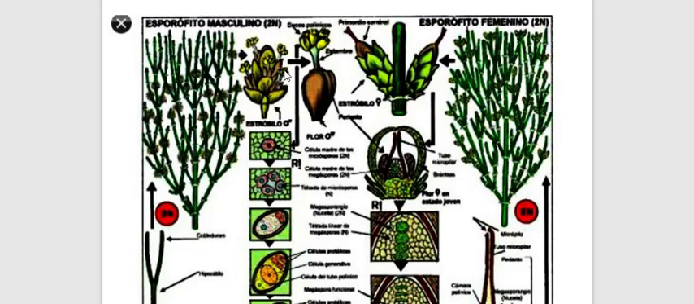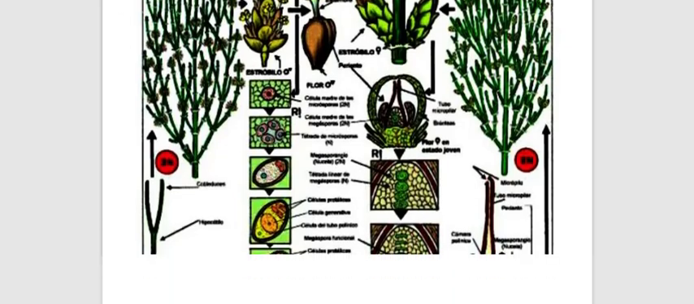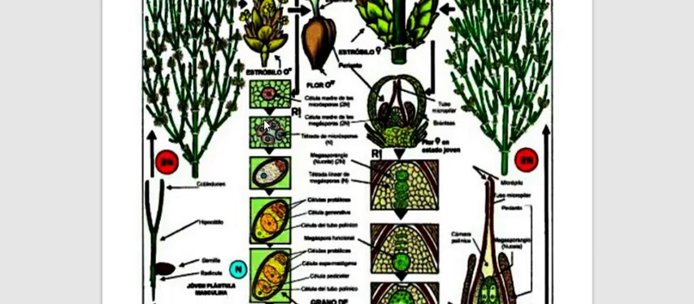And in the microsporangium, microspore mother cells are produced, which are diploid, and these microspore mother cells, after reduction division, produce the tetrads of the microspores. In these tetrads of microspores, which are haploid now, germination is started, and the microspore starts to germinate to produce the male gametophyte.